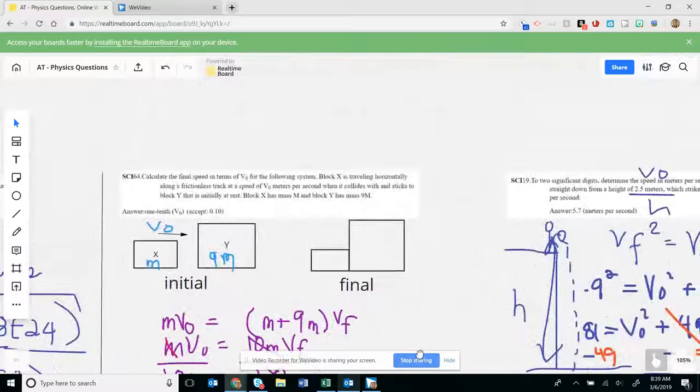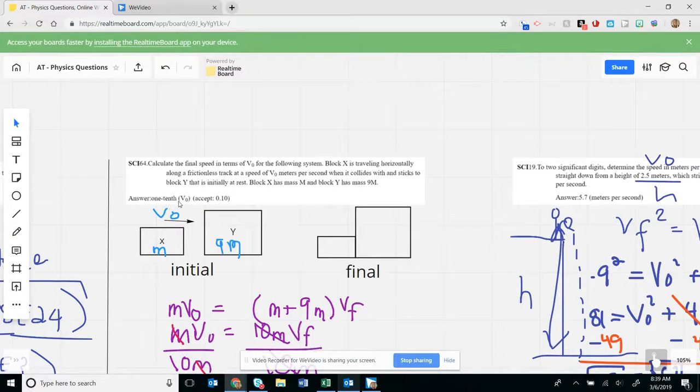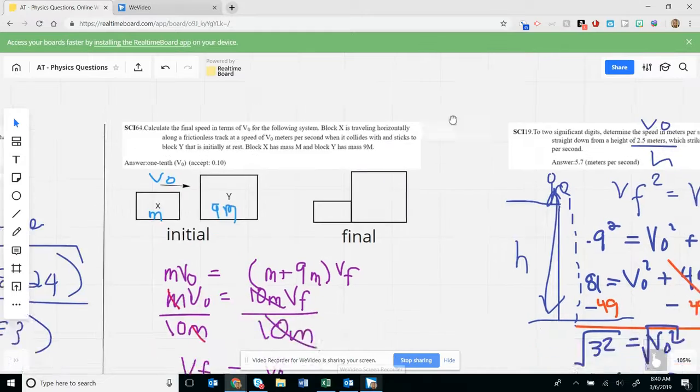And if you go back to the way they have the solution, they have it written in words, but it would still mean the same thing. Okay, moving on from there.